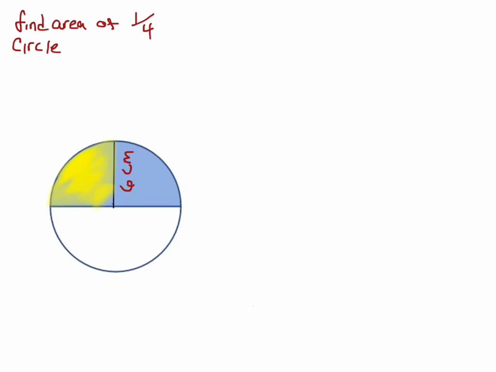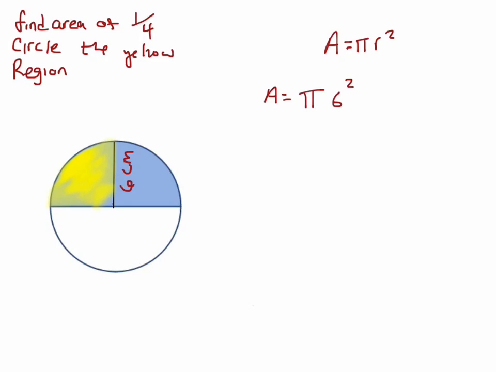Okay, so find the area of a quarter circle, or the yellow region. So, if I want to find the whole area of the circle, remember area equals pi r squared. So the area of the whole circle is, and I'm going to leave this in terms of pi. I'm not going to convert. So A equals pi r squared, 6 squared. So A equals 6 times 6 is 36 pi.